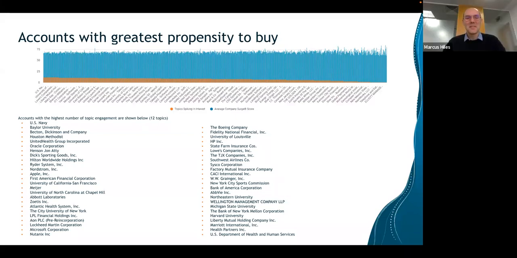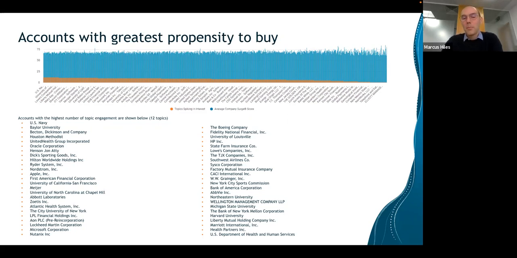Exactly. So this screen here really just shows you some of that topic consumption in action. The orange bar is essentially the number of topics that you're seeing spiking intent, and the blue bar at the top is the average search score that we're seeing across these topics.